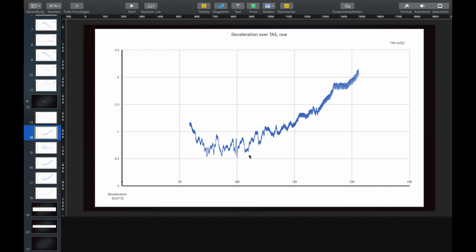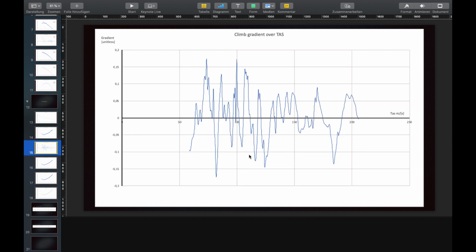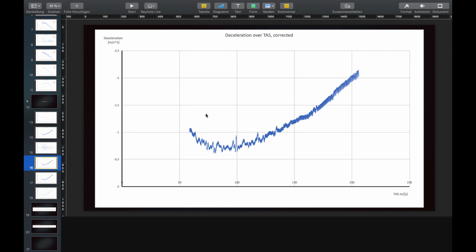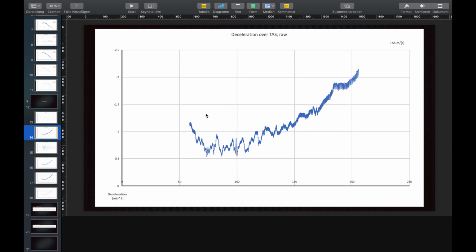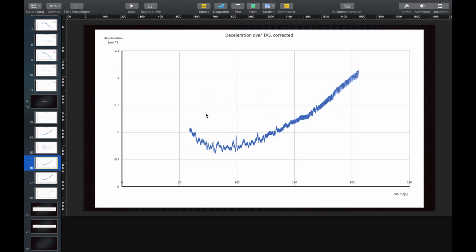That is because I was climbing and descending ever so slightly while flying manually. And these are the climb gradients that I had during this test flight. I was climbing and descending ever so slightly, and I converted that into a deceleration. So how much more could I have accelerated, or how much more could I have decelerated, if I hadn't climbed or descended? I subtracted this data from the initial data, and I got this. Just as a comparison, this is what the initial curve looks like, and this is the corrected version.